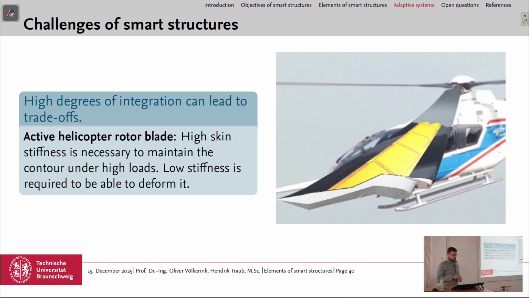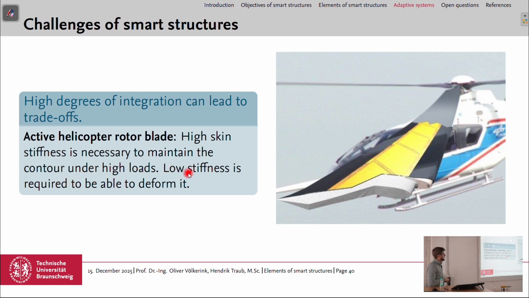So then I think the last learning goal was about the challenges or trade-offs in smart structures. And we can have a look at it at the example of the helicopter rotor blades, because you always need to have trade-offs when you have high degrees of integration. Because in the example of the active helicopter rotor blade, you need basically a high skin stiffness to bear the aerodynamic loads and to have a good structural system.